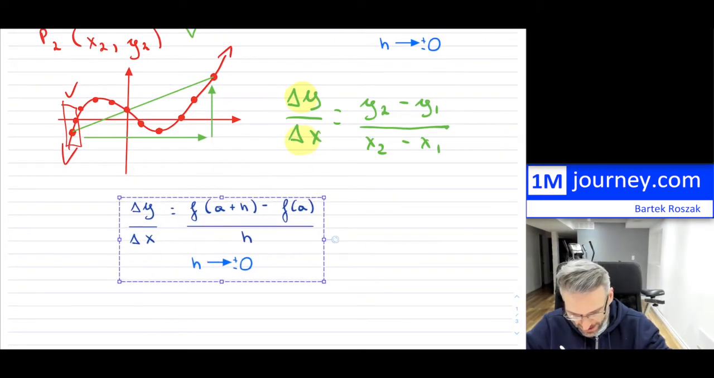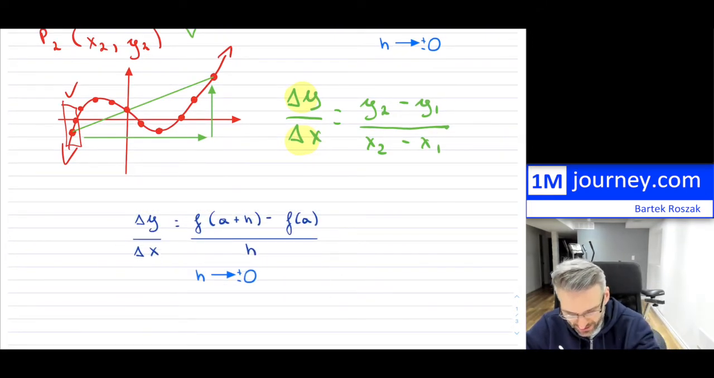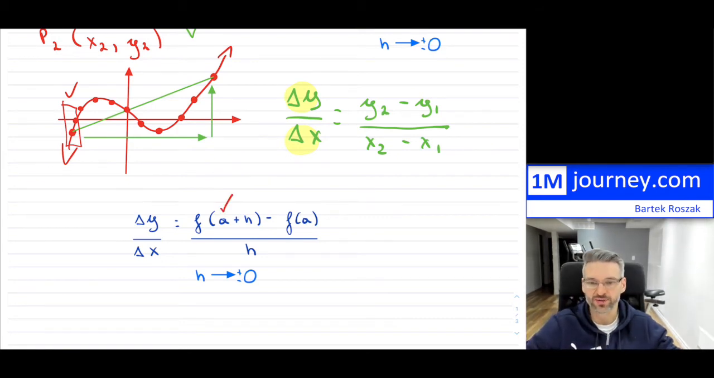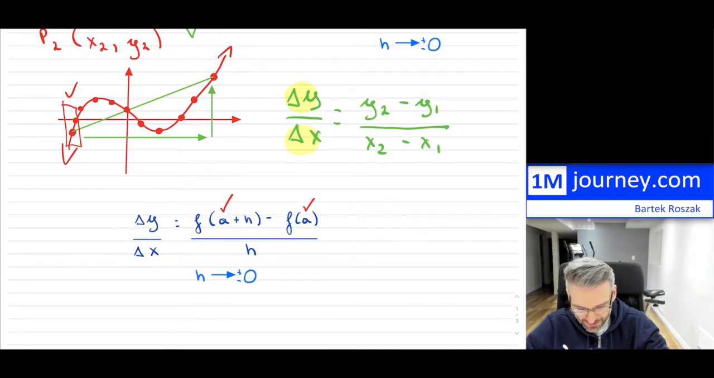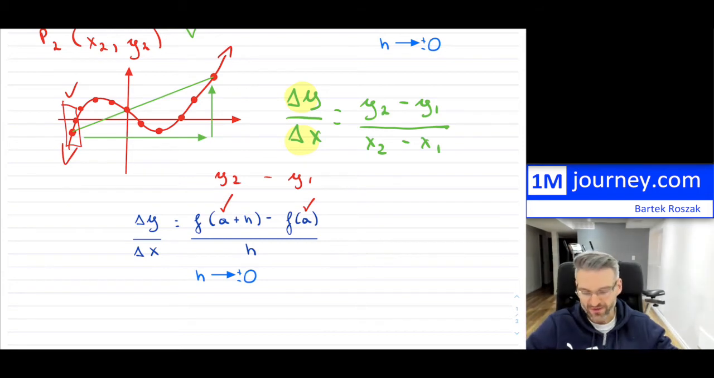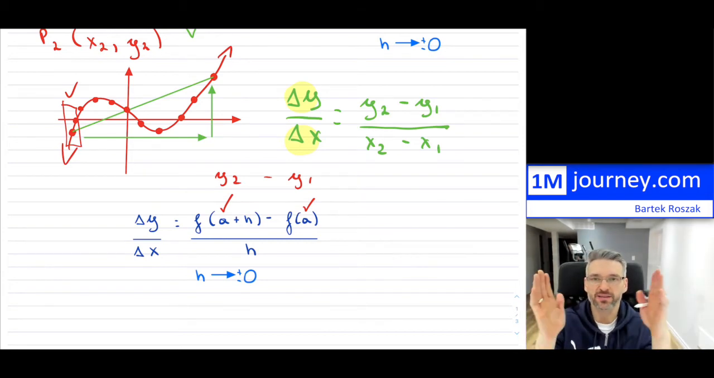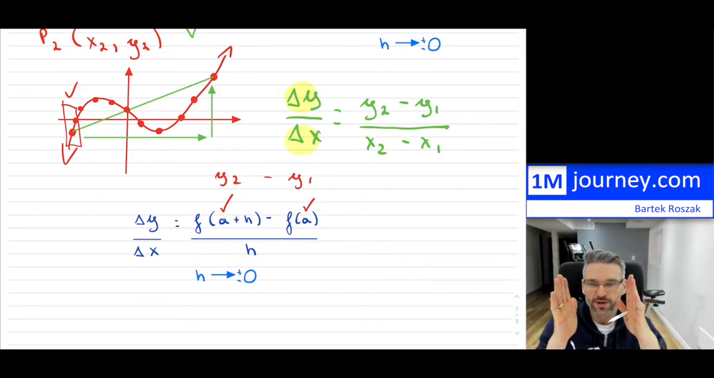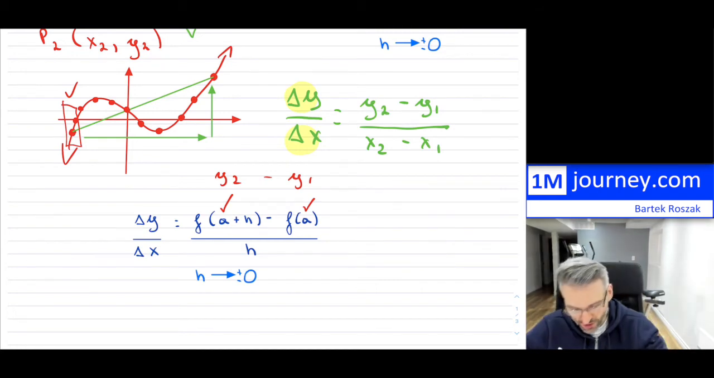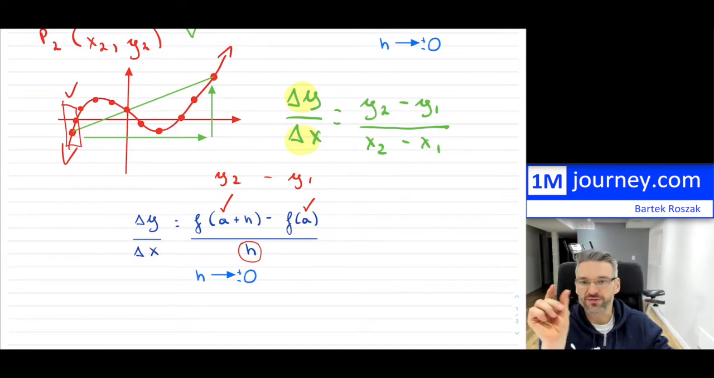So we had it, for some point a. It could have been x1 or x2, but it's just some point a. So this is our y2 minus our y1, and then our change in x was becoming extremely small. For that small change, we refer to it as h. That is the difference in between.